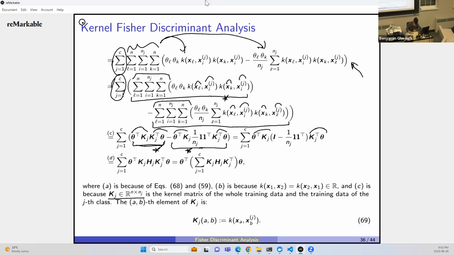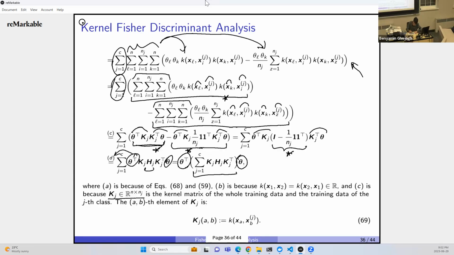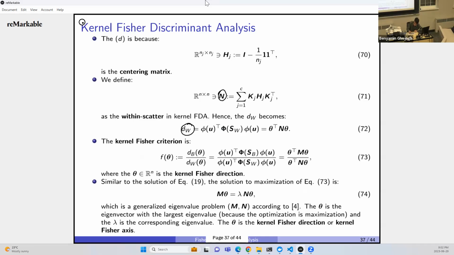Then what happens? Here, I denote this to be H_j. This is a centering matrix, the definition of the centering matrix H_j. I bring this theta transpose out of the summation because it's not dependent on j, and also this one out of the summation. The term in the middle, I define to be N. Interestingly, the within-class scatter was simplified to become theta transpose N theta.